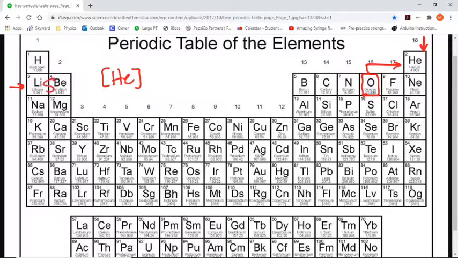And now we start on the row that your element is on, in this case, row number 2. You hit the 2s first, we fill up 1, 2. And then we are going to hit 2p, and you go over 1, 2, 3, 4. It is the 4th element over within the p block. So that is your noble gas notation for oxygen.